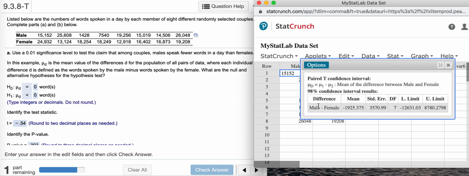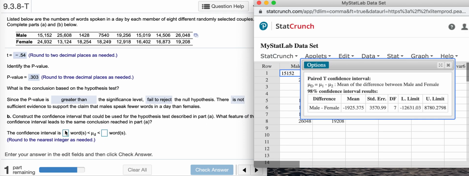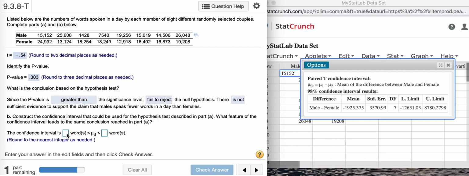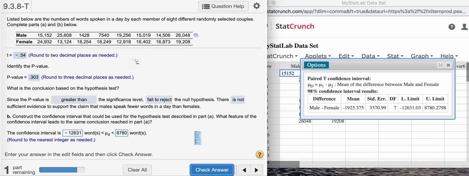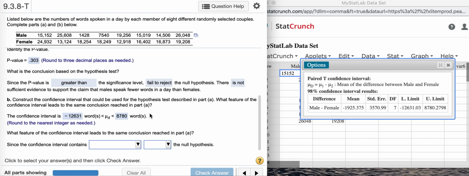Then press compute. And so here, to round to the nearest integer as needed, so that's a lot of words, so we're not going to worry about decimals. So we have negative 12,631, and for an upper limit, we've got 8,780. So that would be our expected difference.